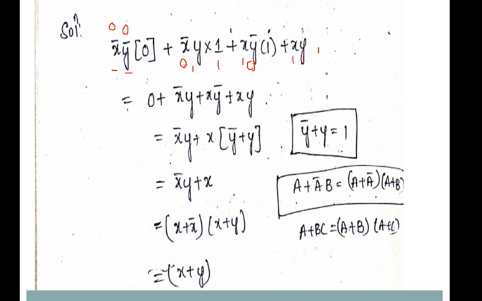I am taking this from the Boolean postulate, and x bar y plus x. From the distribution theorem, a plus bc equals a plus b into a plus c, or a plus a bar b equals a plus a bar into a plus b. Similarly here, x plus x bar into x plus y. Already we know that y plus y bar equals 1, x plus x bar equals 1, z plus z bar equals 1. So this value becomes 1, and 1 into x plus y. So the answer for this question is x plus y.